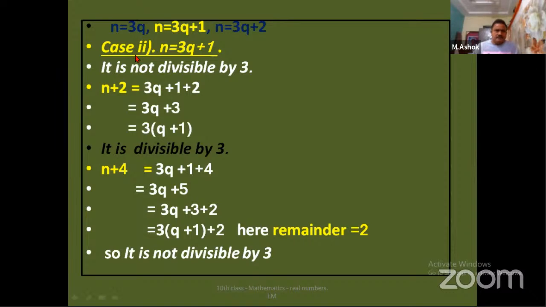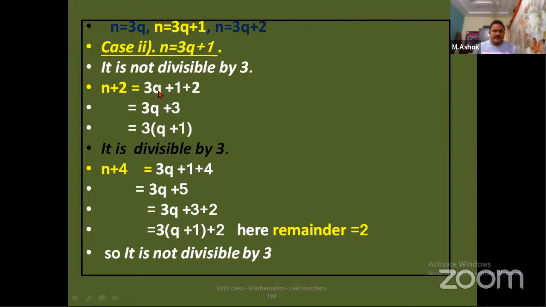Look at here. Case 2, n value is actually 3q plus 1. So n is not divisible by 3. n plus 4 is not divisible by 3. The only one out of all these three, here n plus 2, is divisible by 3. In the previous case, n is equal to 3q is divisible by 3. In this case 2, n plus 2 is equal to, we get 3 into q plus 1, so it is divisible by 3. That means out of all these three situations, only one will be divisible by 3.